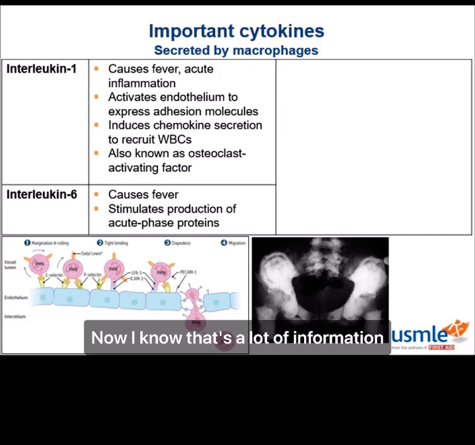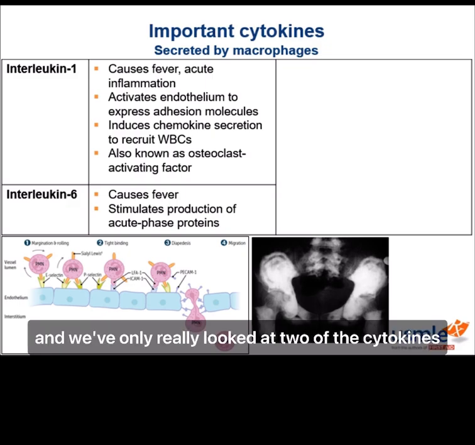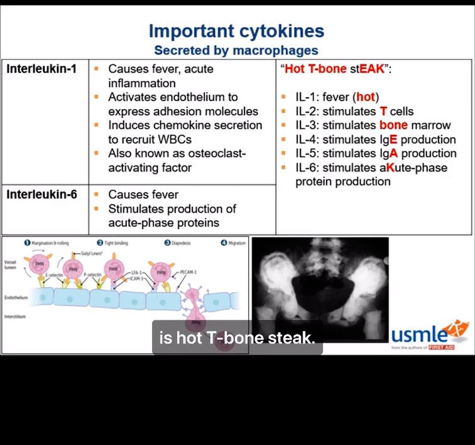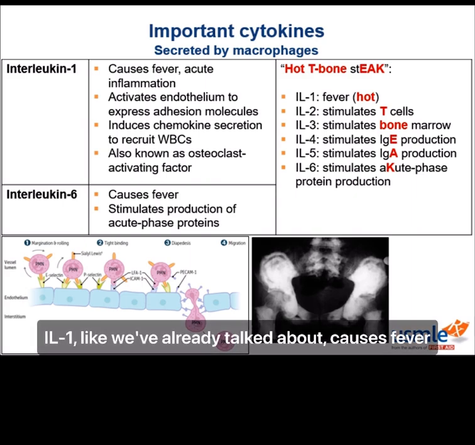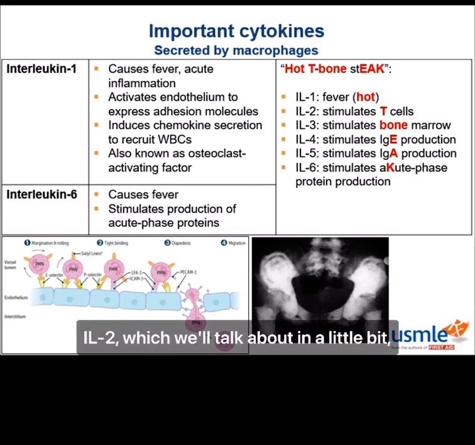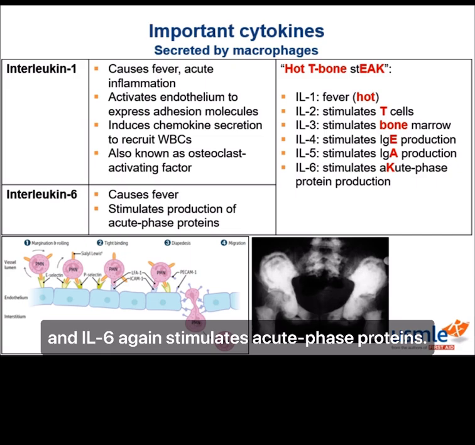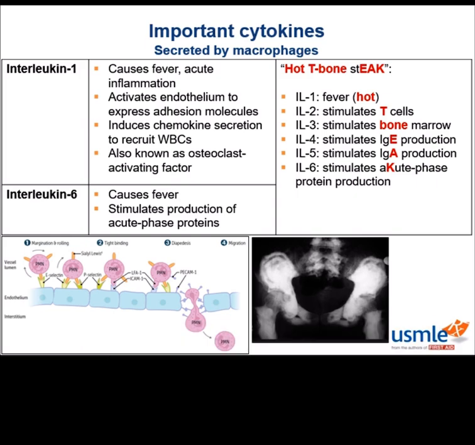Now, I know that's a lot of information, and we've only really looked at 2 of the cytokines. But a really, really helpful mnemonic is hot T-bone steak. IL-1, like we've already talked about, causes fever, so it's hot. IL-2, which we'll talk about in a little bit, stimulates T cells. IL-3 stimulates the bone marrow. IL-4 stimulates IgE production. IL-5 stimulates IgA production. And IL-6, again, stimulates acute phase proteins. So keep all this in mind as we discuss some more.